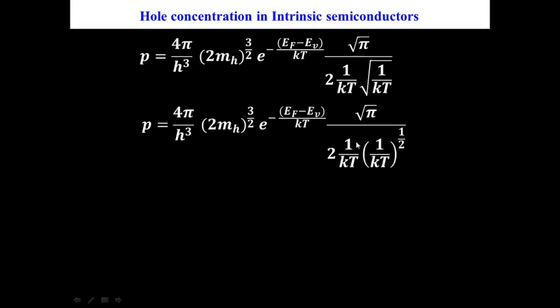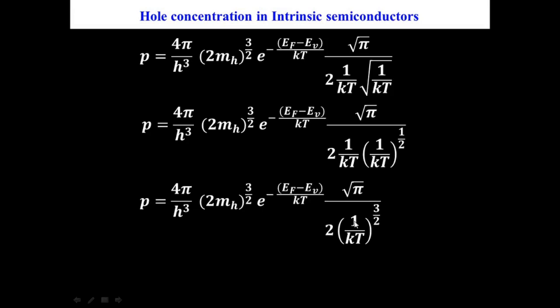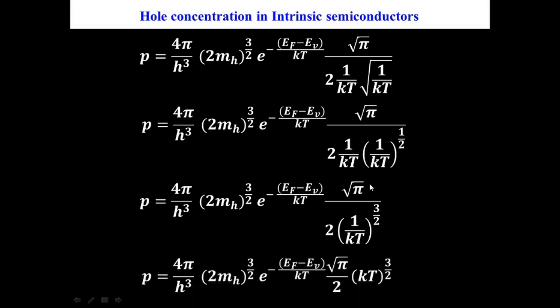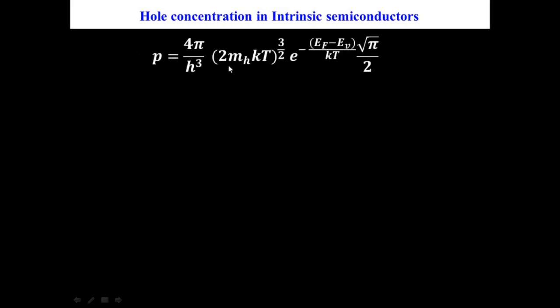After combining, this is 1 by kT power 1 and this is 1 by kT power half, so it will be 1 by kT power 3 by 2. When we bring this into the numerator, it is kT to the power 3 by 2. Here is also a term with power 3 by 2, so kT will go inside this bracket. So we get here in the bracket twice m_h kT to the power 3 by 2.